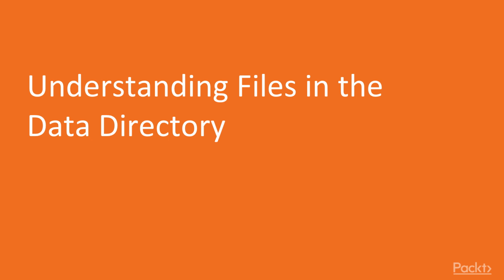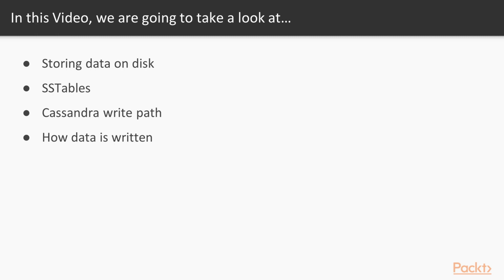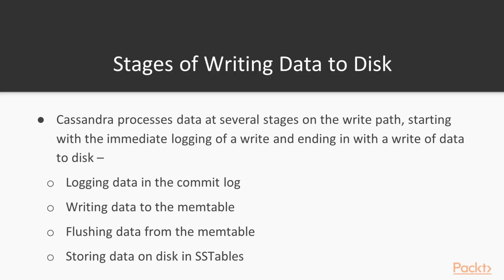In the first video we'll be understanding files in the data directory. So we will be looking at the topic of how Cassandra is storing data on disk. We'll be looking at the SSTables. We'll be examining the Cassandra write path, and we will answer the question of how data is written in Cassandra. So let's look at the stages of writing data to disk in Apache Cassandra.